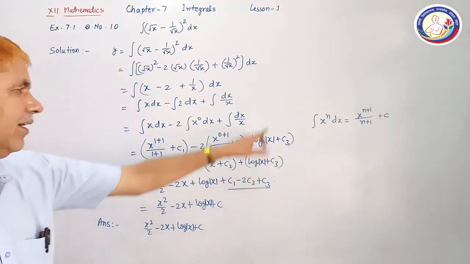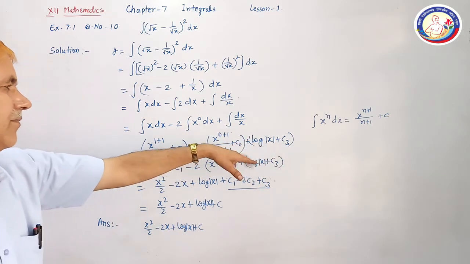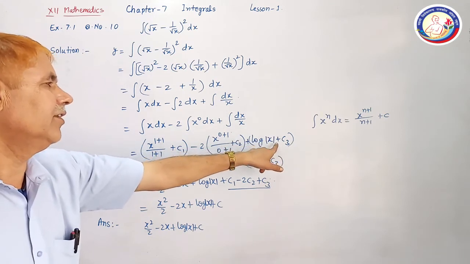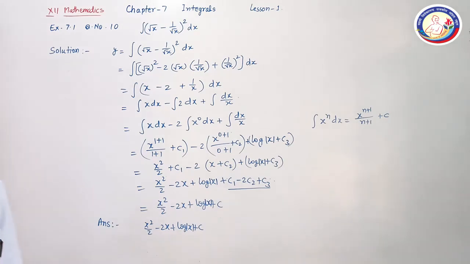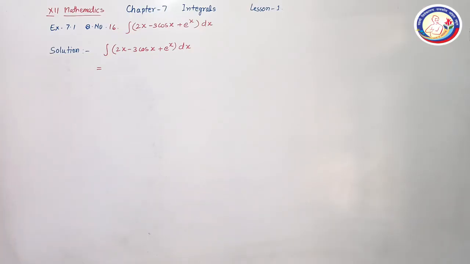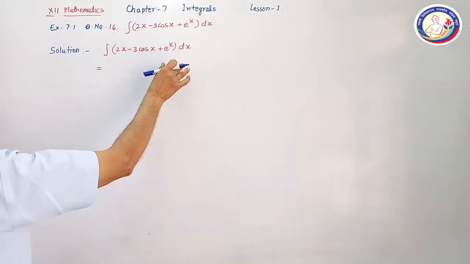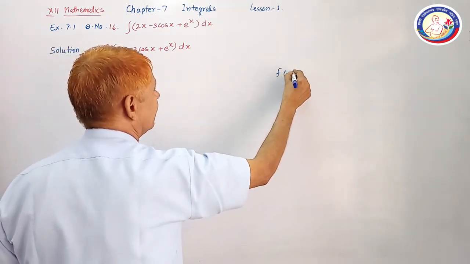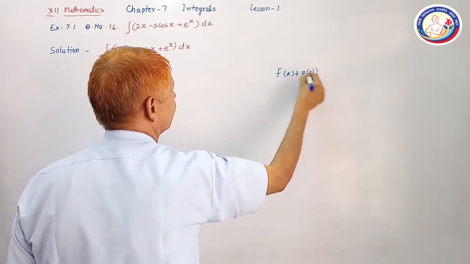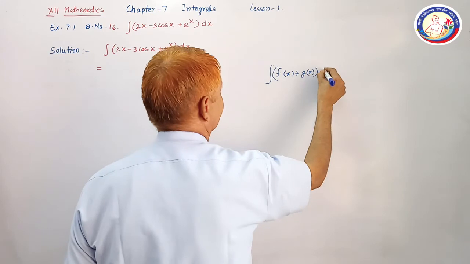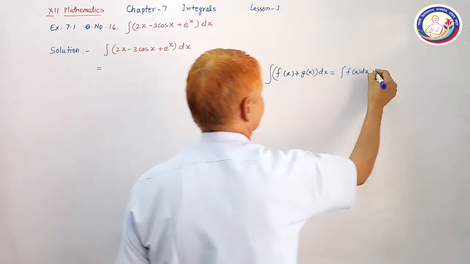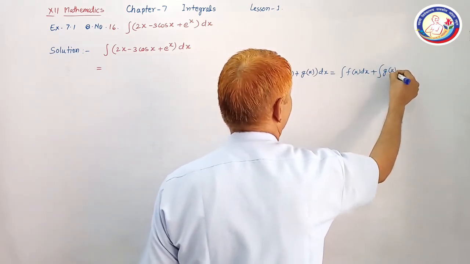So don't forget, wherever we have a logarithmic function as an integral, we must use the absolute value or modulus of x. Now, this question number 16: integrate this function with respect to x. First of all, use this rule: integration of f(x) plus g(x) dx equal to integration of f(x) dx plus integration of g(x) dx.